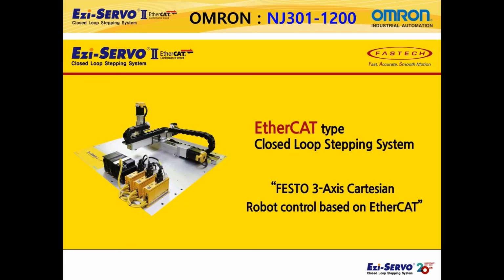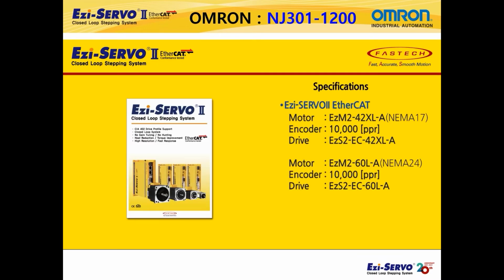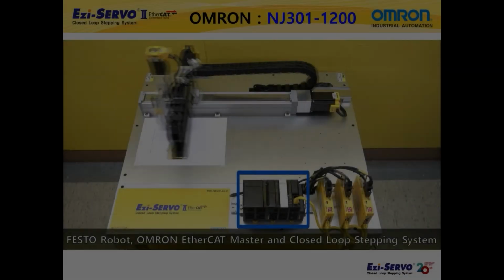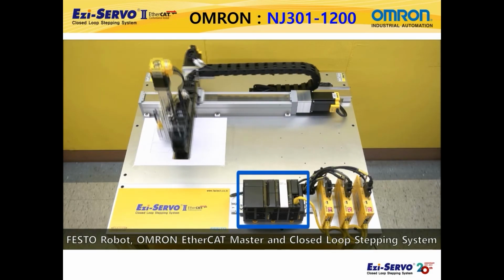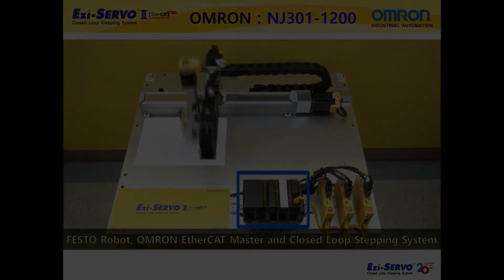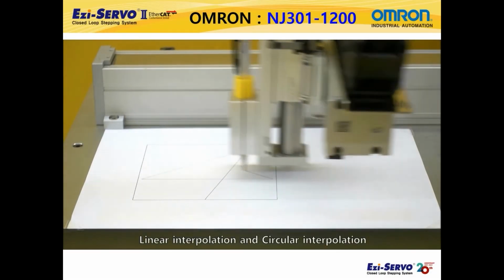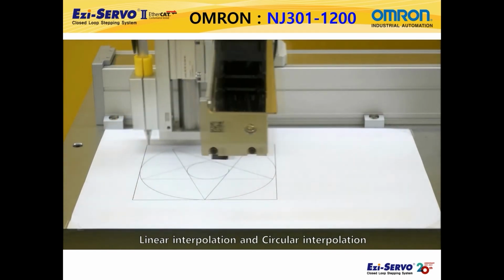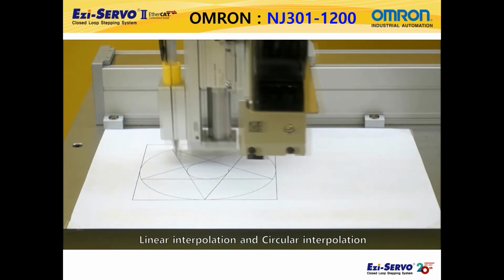The following is a demonstration using the EtherCAT Master of Omron in Japan, the 3-axis Cartesian robot of FASTECH in Germany, and the 3-axis of Ezi-SERVO II EtherCAT. The product names used in this demonstration are as follows. Circular interpolation and linear interpolation can also be easily implemented with EtherCAT Masters and Ezi-SERVO II EtherCAT.